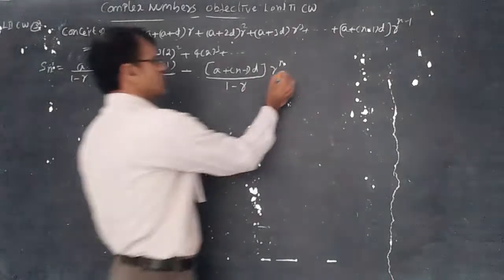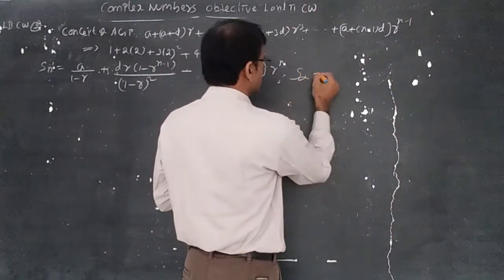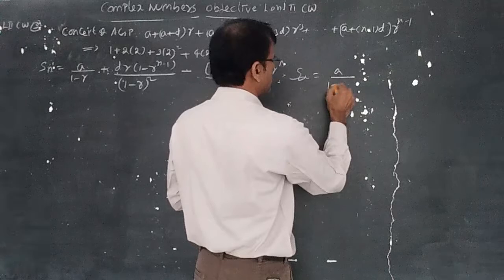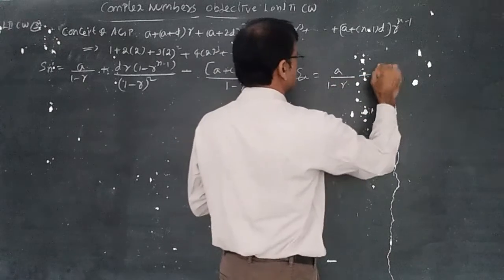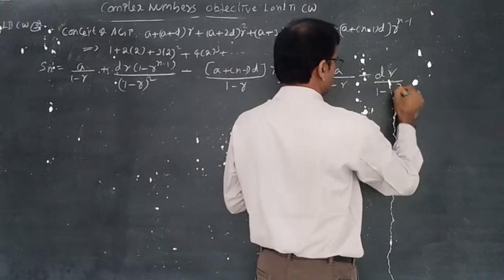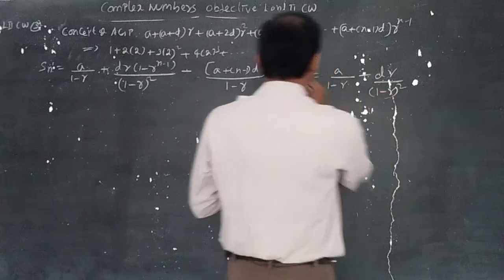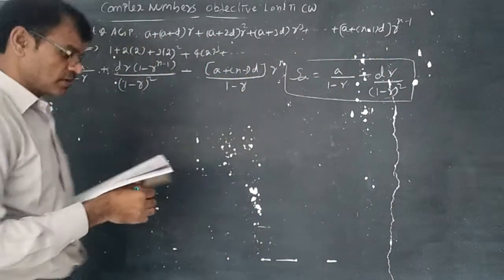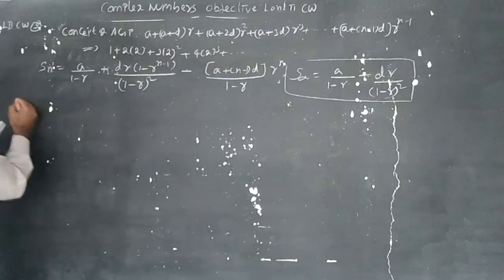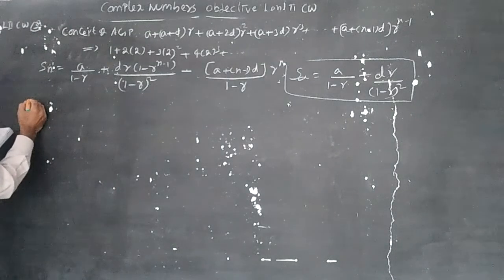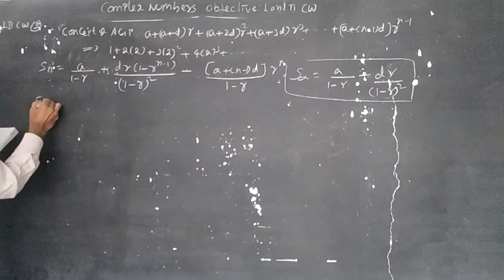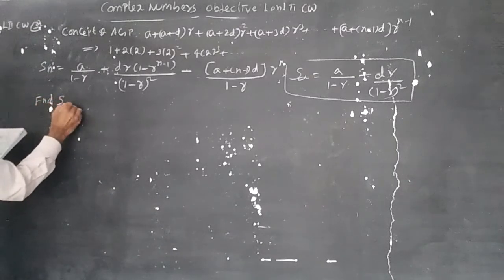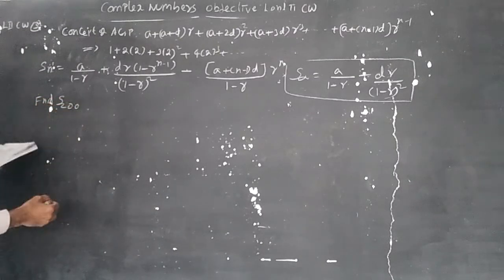In this one, S infinity is also there. S infinity is a by 1 minus r plus dr by (1 minus r) whole square. Now let us discuss the third sum. Find the sum of a series of 200 terms. It is asking S 200, not S infinity.